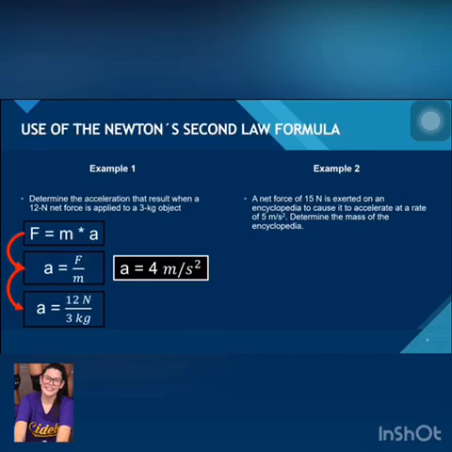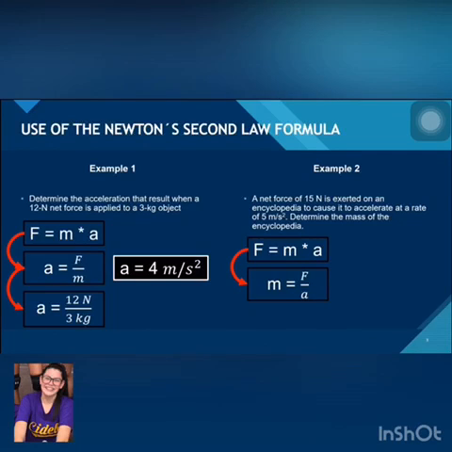For the second example, we will be asked to find mass. So the first thing you need to do is isolate the formula F equals m times A. Isolating for m, we have that mass equals force divided by acceleration.